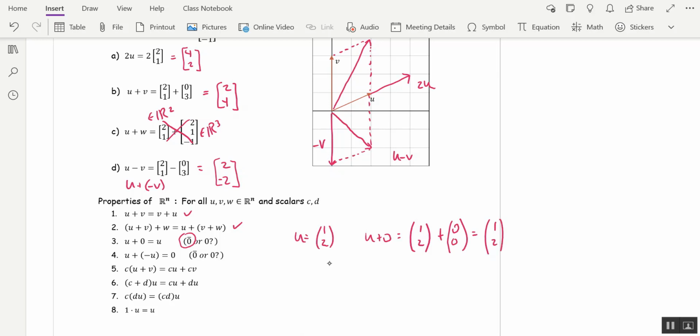Same with this next one, u plus negative u. If I add u to negative u, that would be (1, 2) plus (negative 1, negative 2). I don't get 0 the number, I get 0 the vector. The next two are some distributive properties. This is another form of the associative property, and 1 times u is u.